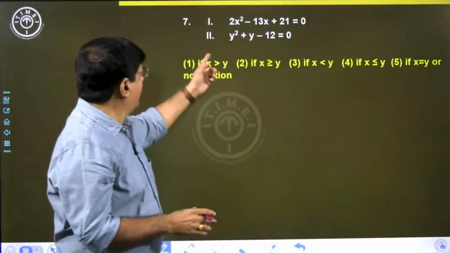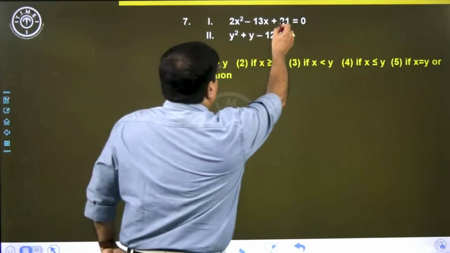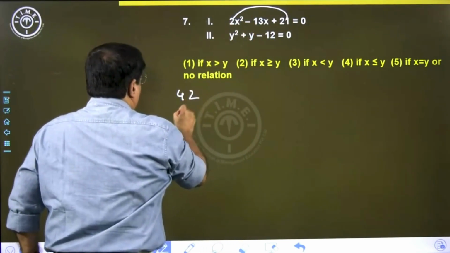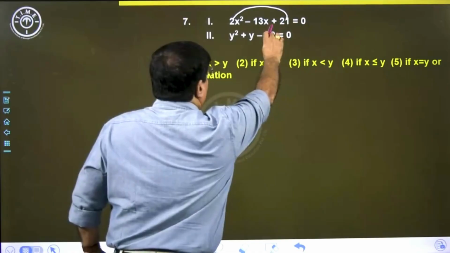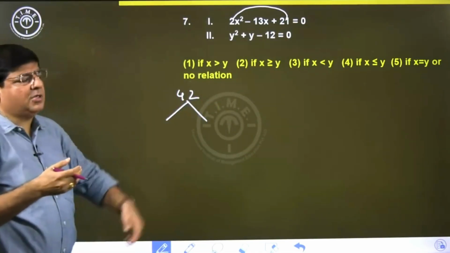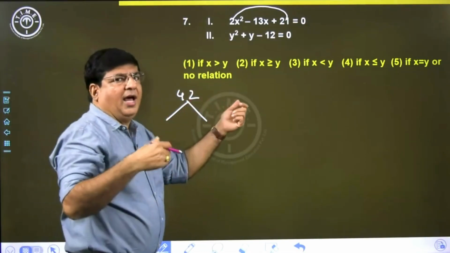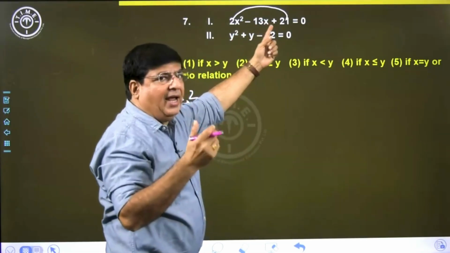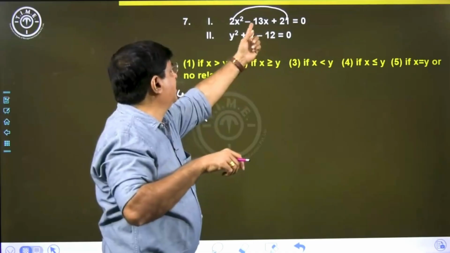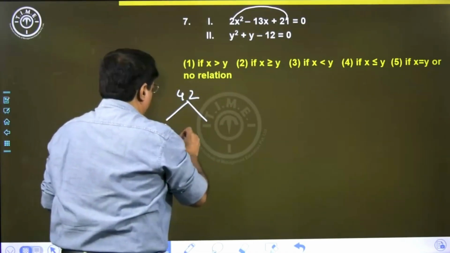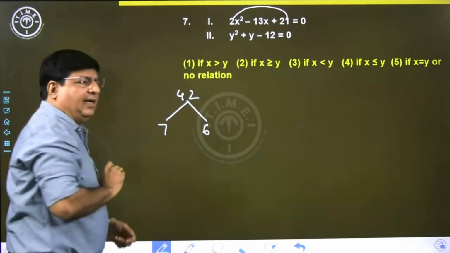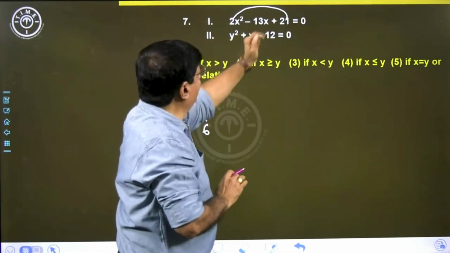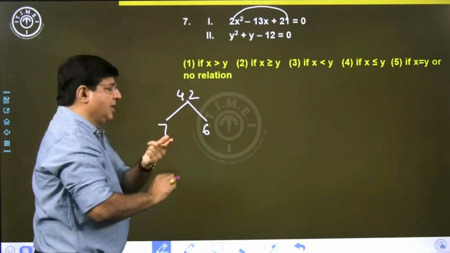Let's go to the next question now. Question number 7. First equation, what is the product? 21 into 2, 42. The sign of 21 is plus. So two numbers whose product is 42 and sum is 13. Because there is a plus here, I should add and get two numbers whose sum is 13. 7 and 6. 7 plus 6 is 13, 7 into 6 is 42. What are the signs in the equation? Minus and plus.